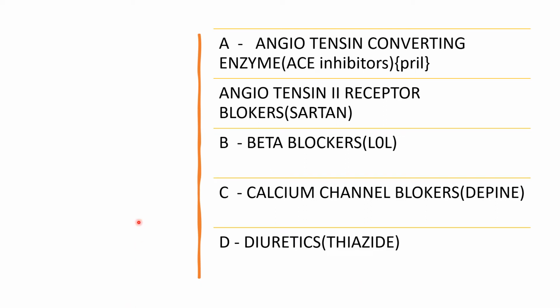So now we know regarding the types of antihypertensives A, B, C, D, what they stand for and what medications will come in each category. Now we are going to see how each medication will affect hypertension, how this medication influences blood pressure control, or how it will act on blood pressure.